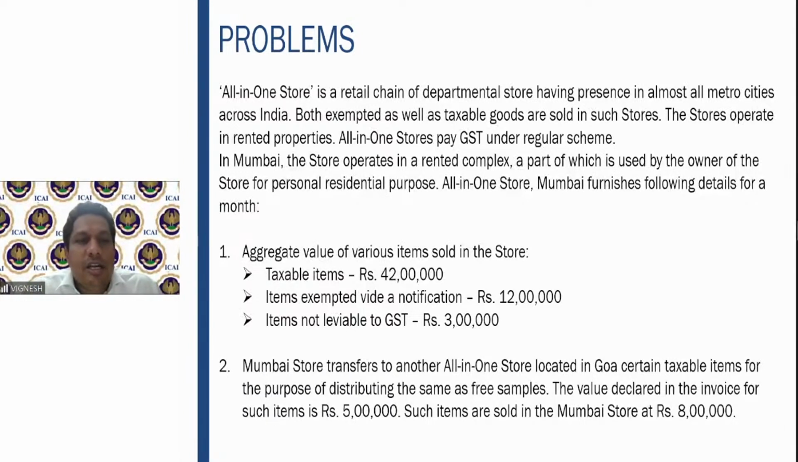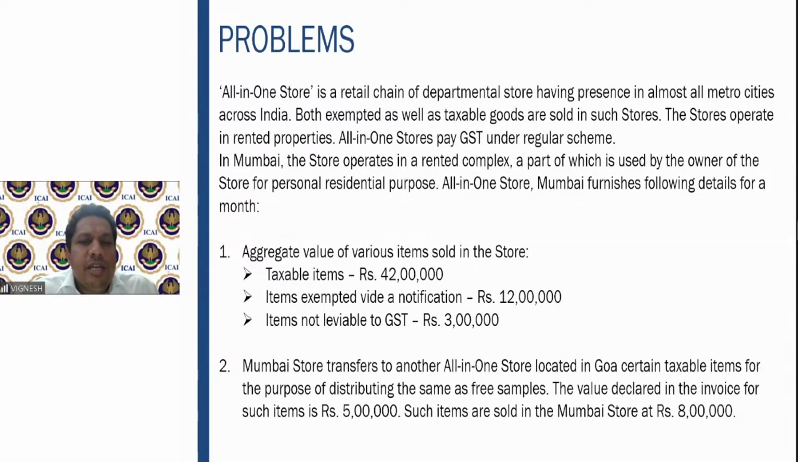All-in-one GST under regular scheme, that is number one. And in Mumbai, the store operates in a rented complex, part of which is used by the owner of the store for personal residential purpose. So the store is using the rented complex, and a part of it is being used by the owner for personal residential purpose. All-in-one store furnishes the following details.